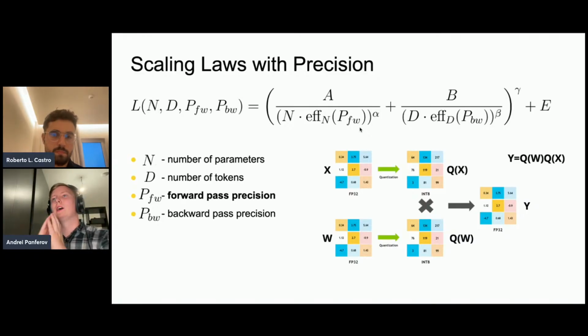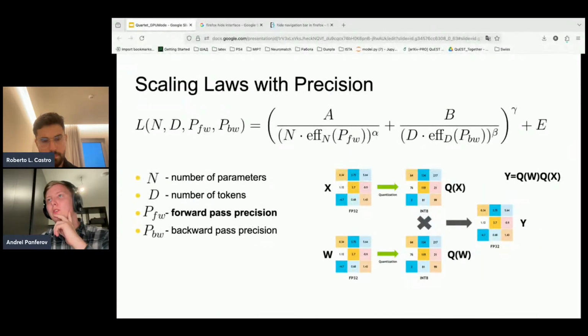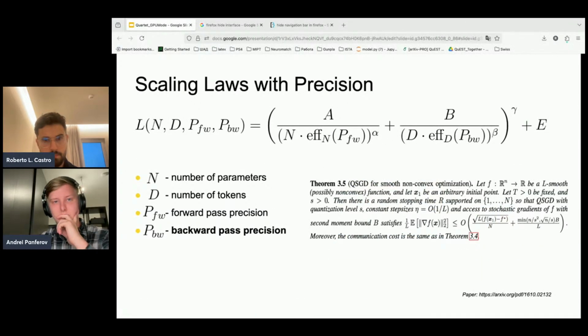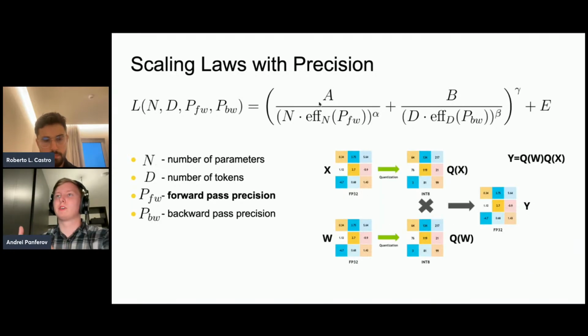It falls in line with a lot of previous work that modeled the impact of quantization on training in a similar way, as a multiplicative factor. And it also checks out with the observed losses. So this is more like an already existing way to modify the scaling law to include the forward pass quantization.